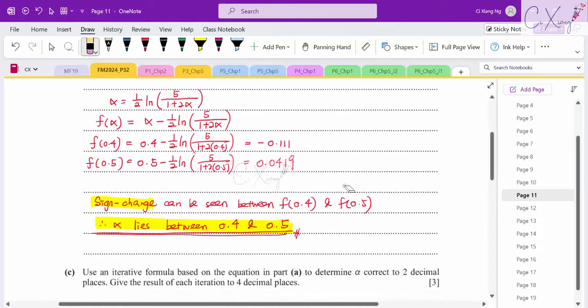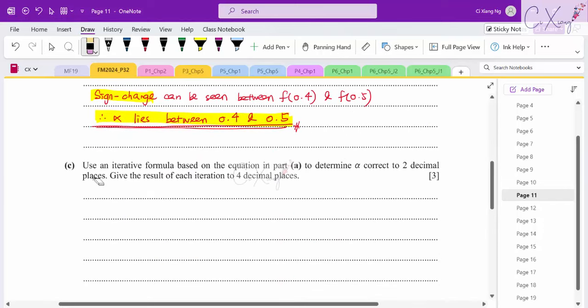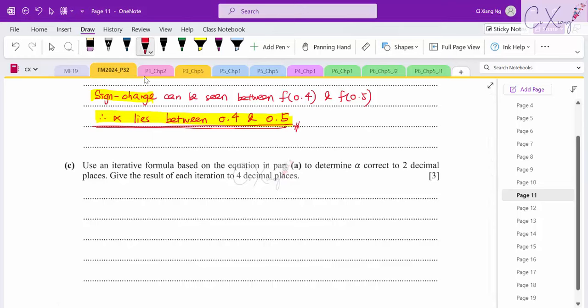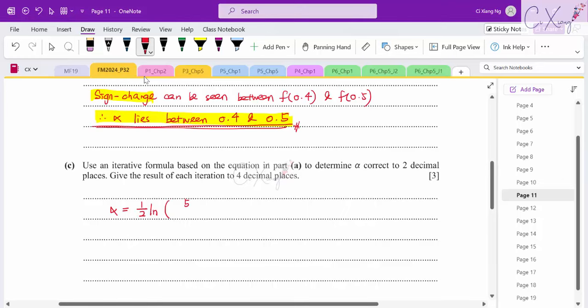Let's continue to part C. For part C, they want us to use an iterative formula based on the equation in part A to determine alpha correct to 2 decimal places. Give the result of each iteration to 4 decimal places. So again, I recopy the answer in part A. I'm having alpha equals 1 over 2 ln 5 over 1 plus 2 alpha.